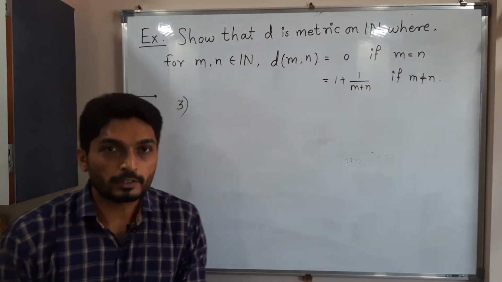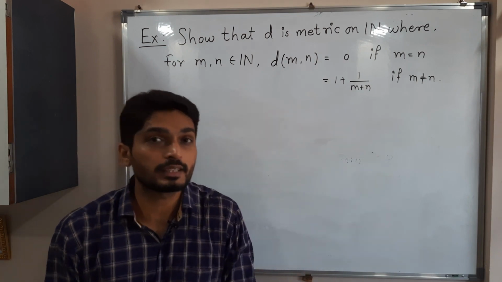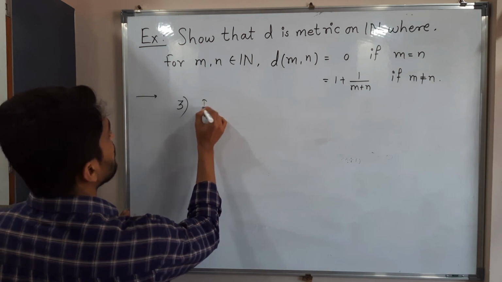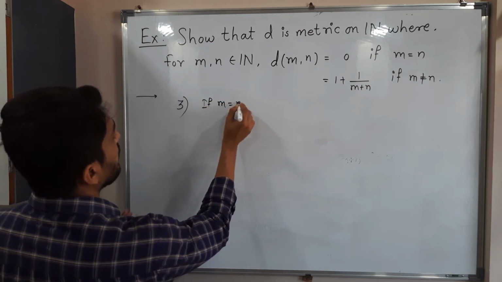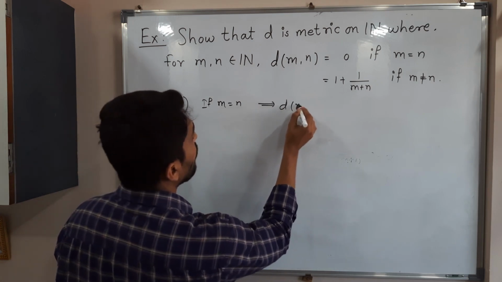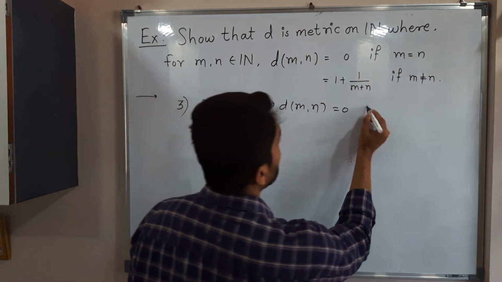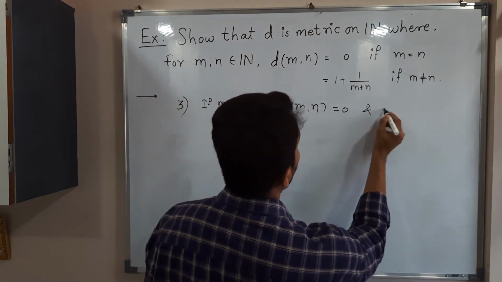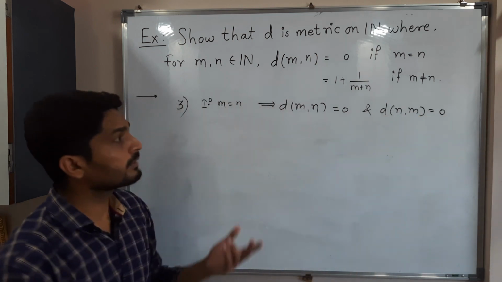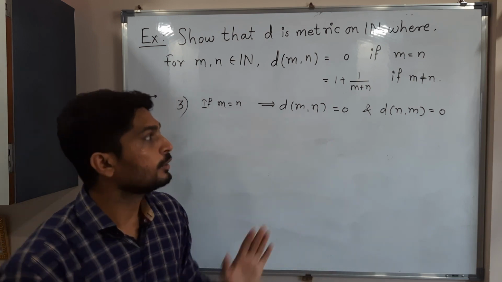See, in the third property also, we have to discuss two cases, since the definition has two distinct cases. My first case: if m is equal to n, what will happen? d of m comma n is equal to 0 by definition, right? And d of n comma m is also equal to 0. Since both of them are equal, whether you consider mn or nm, the value is 0.